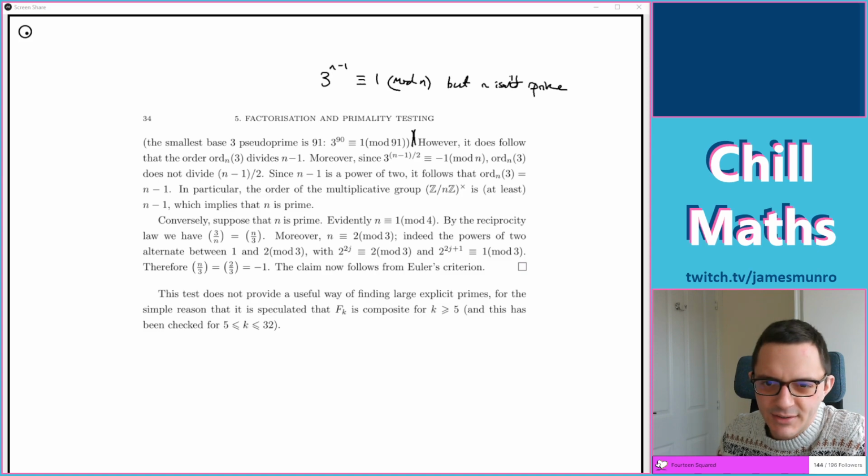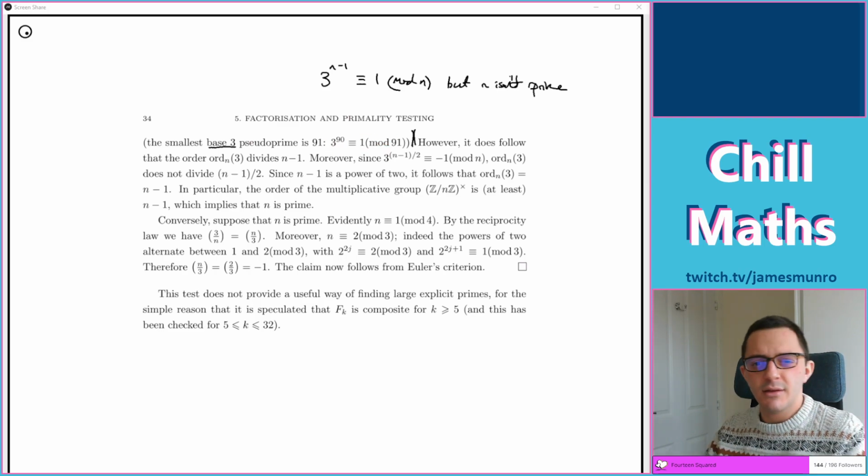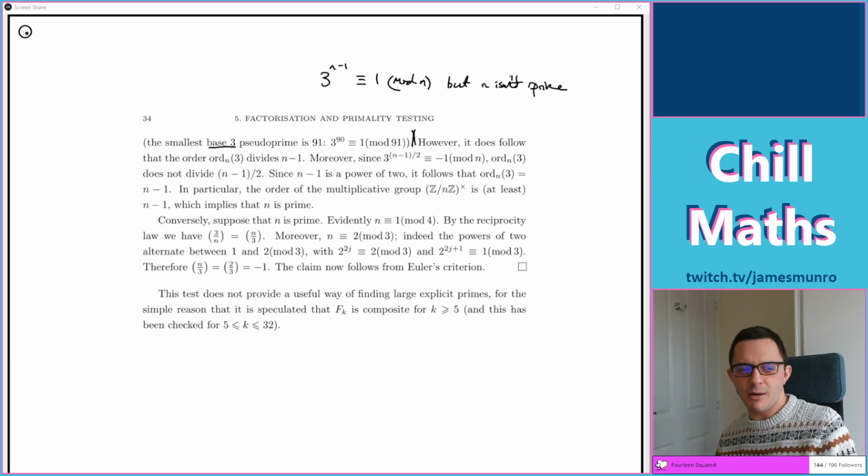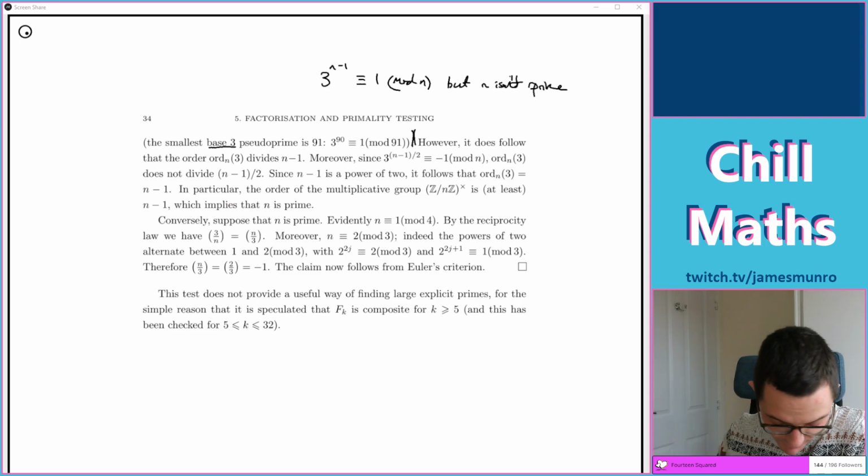Okay, I think 91. So this is the smallest base 3 pseudo-prime. I think a base 3 pseudo-prime is one where it does that. And then a Carmichael number is something where it's a pseudo-prime for all bases. Anyway, so it does follow apparently that the order divides n minus 1.